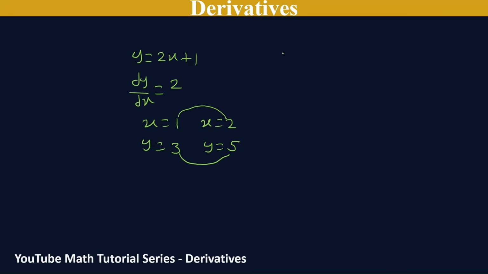Let's take one another example. Y equal to minus 2x plus 1. In this case, what will be the derivative? Derivative will be minus 2. If the derivative is negative, and in that case we increase the value of x, then the value of y will work inversely, so the value of y will decrease in this case.